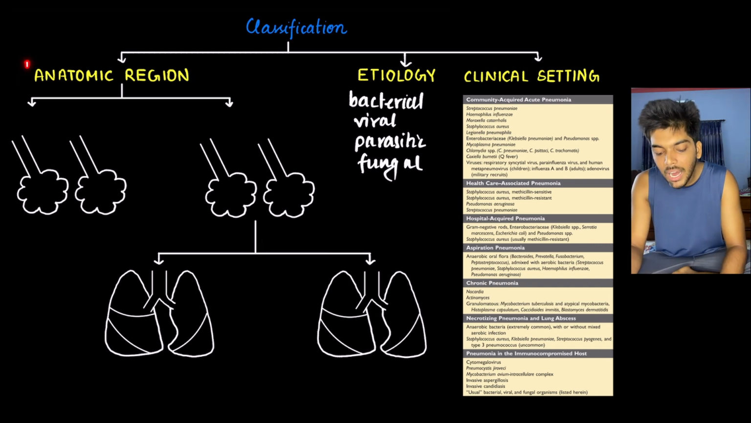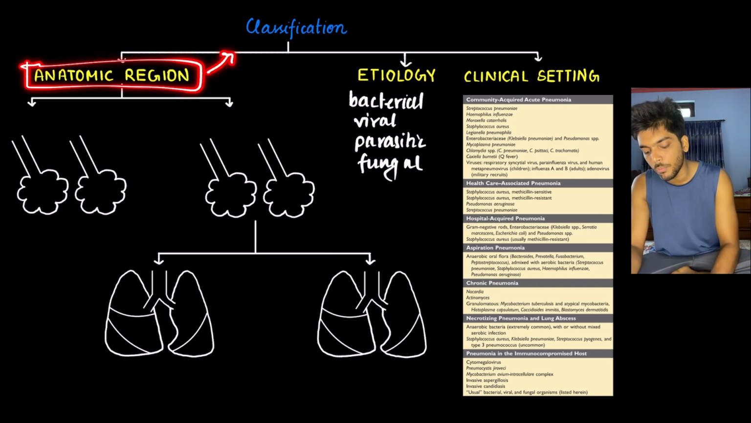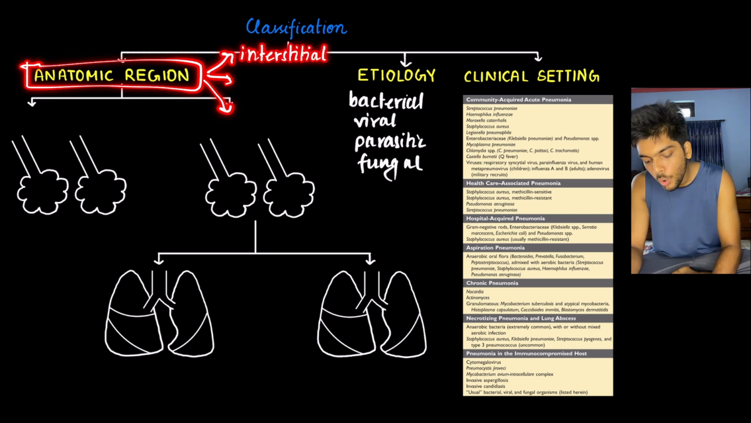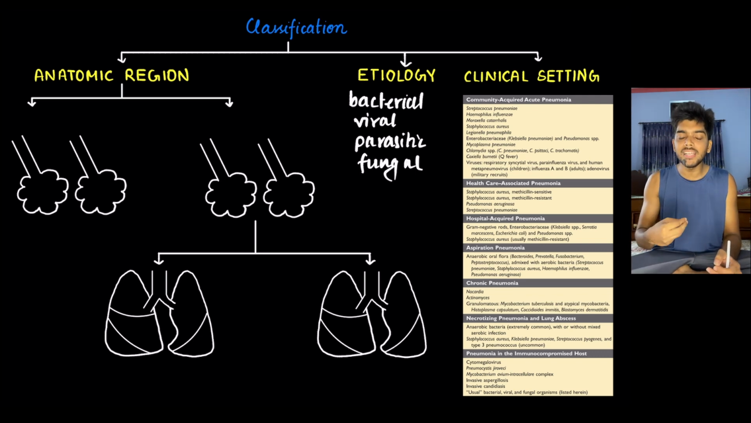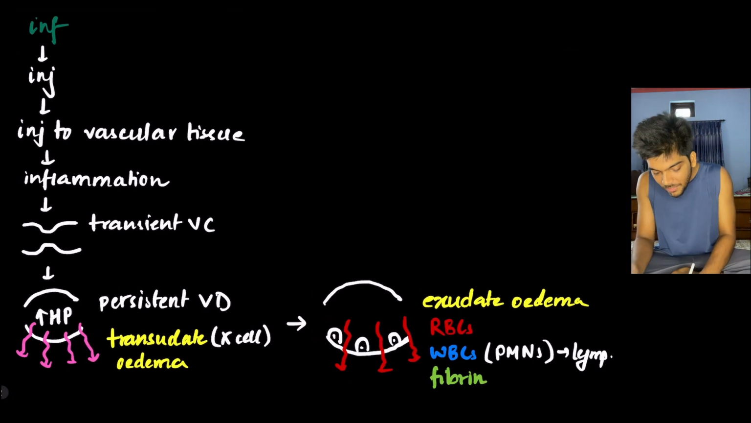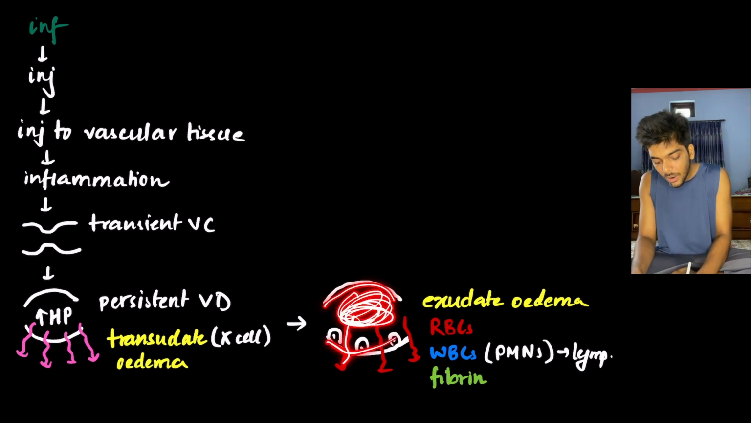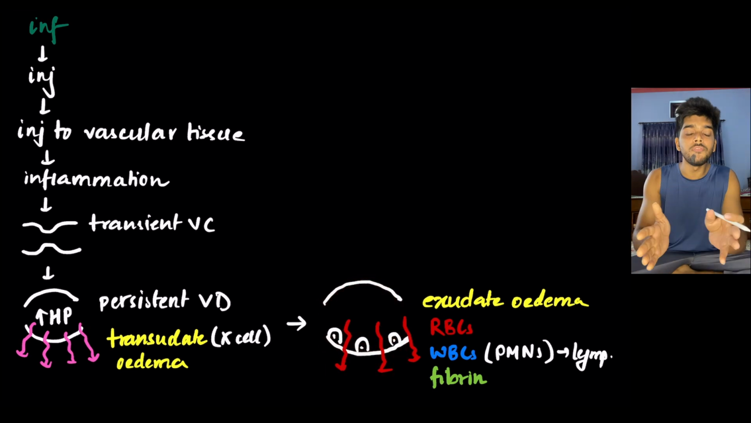Another, on the basis of anatomic region, there are three types of pneumonia. They are interstitial pneumonia, lobar pneumonia, and lobular pneumonia. Okay, hear me out first. I said that whenever there is pneumonia, there is consolidation of the lung. Why does consolidation of the lung take place? It takes place because the empty spaces inside the lung get filled up with exudate. There is inflammation, so the content from inside the blood vessel leaks outside, right? Exudate comes outside, exudate goes and fills up the empty spaces.